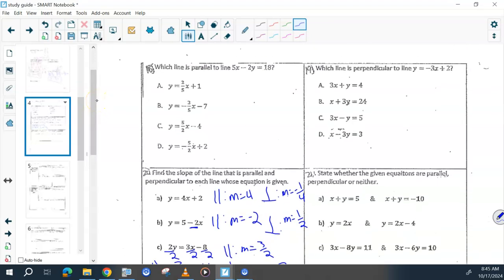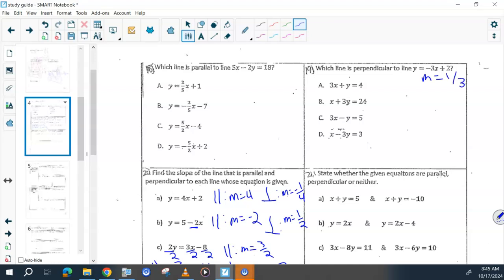So in 19, we're looking for which of these lines is perpendicular to the given. So we have this one, it's in slope-intercept form, but all of our other ones are in standard. So we have to start solving this. First, what would the perpendicular slope to this be? Positive 1/3.